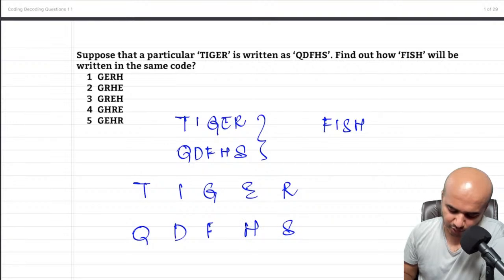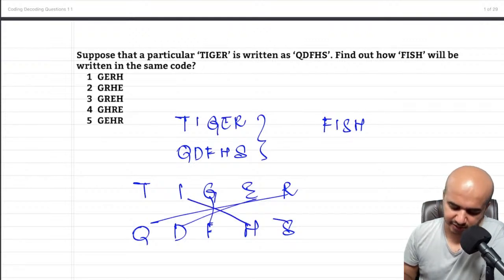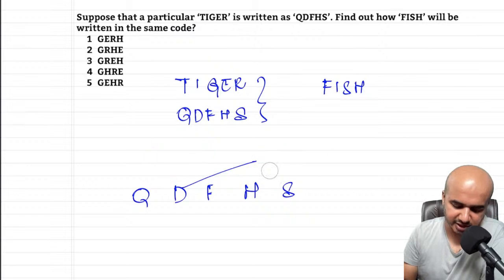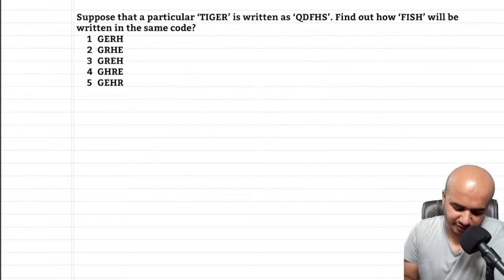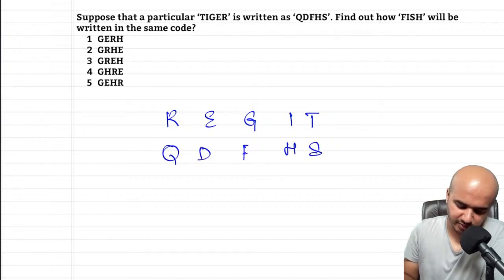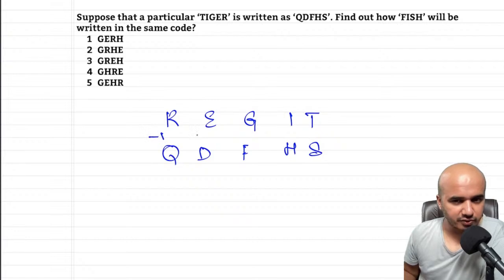We can say PQR DEFGHIST. Obviously there is some reversal of letters. We'll have to just rearrange stuff. So once we rearrange stuff, then we'll be able to explain the connection easily. So what I will do is I'll just reverse this: REGIT. So now QDFHS makes sense. -1, -1, -1, -1, -1 in each of the cases.